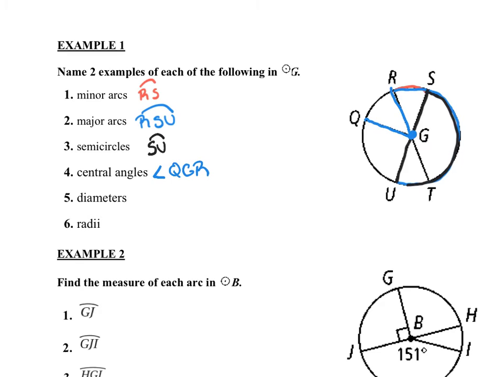Then the diameters. We already used one to help us get a semicircle, so we can use that same segment here. The segment SU is a diameter. We're making sure we have the right notation for everything, whether it be an arc, an angle, or a segment. Then a radius is a segment whose endpoints are the center and a point on the circle. Our center is G, so any segment from G that goes out to the circle. For example, GT is a radius. It's a segment, so we put that line on top.